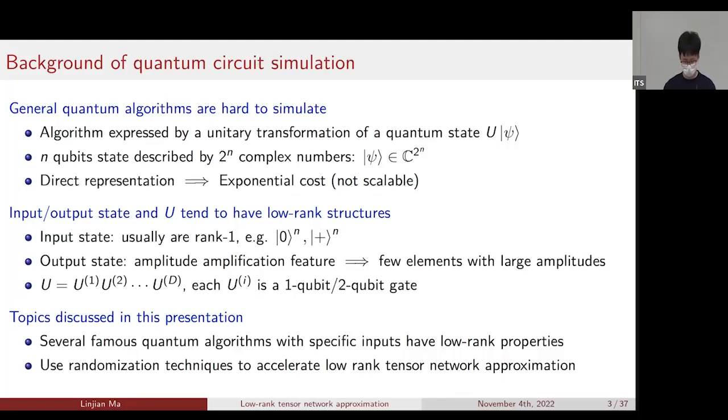So today I'm going to talk about two parts. In the first part, I'm going to talk about how we can use CP decomposition to analyze the rank of several famous quantum algorithms. And actually with specific inputs, these famous quantum algorithms have low rank properties. The second part will mostly be on the numerical algorithms. I'll talk about how we can use randomized techniques to accelerate low-rank tensor network approximation, and these techniques can be used in quantum circuit simulation. Basically, if we want to do the truncation, we can use these techniques to accelerate our algorithm.